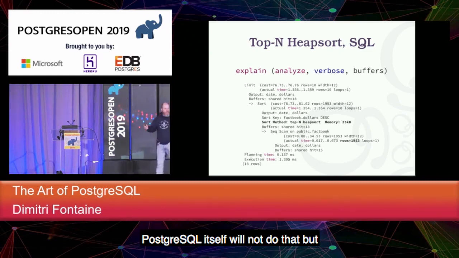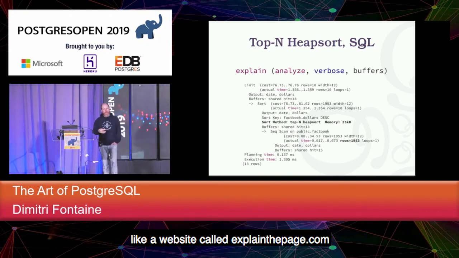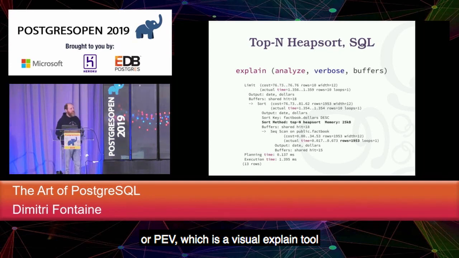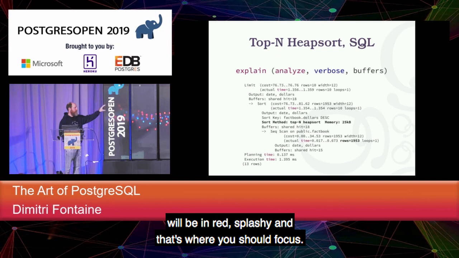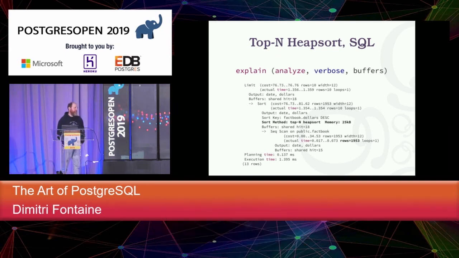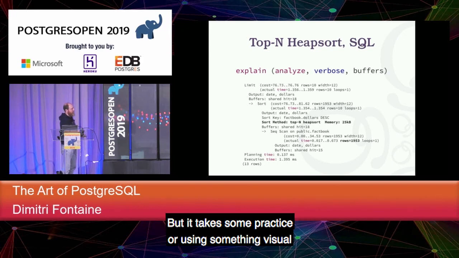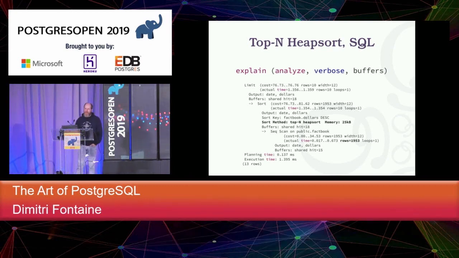PostgreSQL itself will not do that, but we have several open source tools around it, like a website called explain.depesz.com or PEV, which is a visual explain tool that will do that for you. So one of those lines will be in red, splashy, and that's where you should focus. You actually have all the information you need if you know how to read it. But it takes some practice, so using something visual to get there is a good use of your time. Other questions?